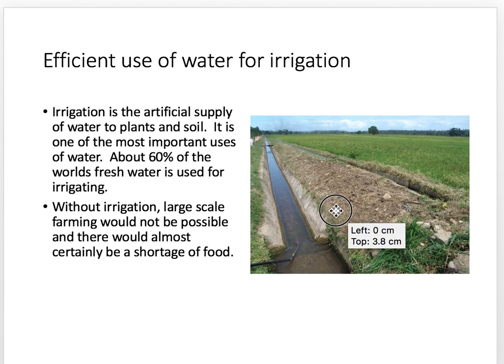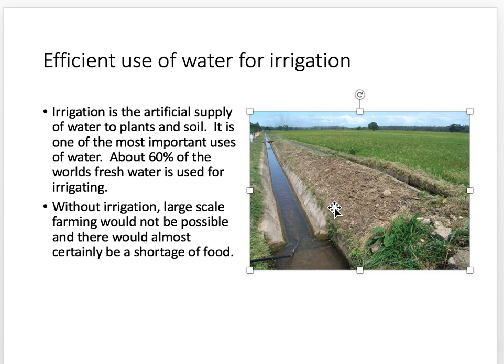Irrigation, just as a definition, is the artificial supply of water to plants and soil. It is one of the most important uses of water. About 60% of the world's fresh water is used for irrigating. Without irrigation, large-scale farming would not be possible, and there would almost certainly be a shortage of food.